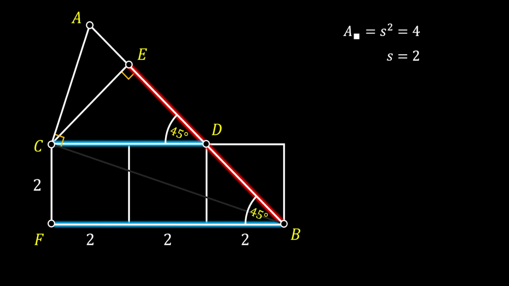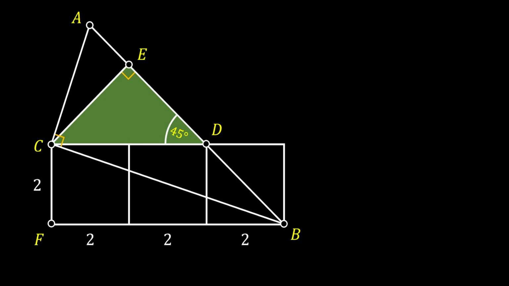With this in mind, we can take a look at this right triangle CED. Since it has the acute angle of 45 degrees, this means that the other acute angle must also be a 45-degree angle. So this triangle is actually an isosceles right triangle with the hypotenuse CD, which has the length of 2 times the side of the square, and that is equal to 4. Now, since this is an isosceles triangle, this means that the lines CE and ED are identical.